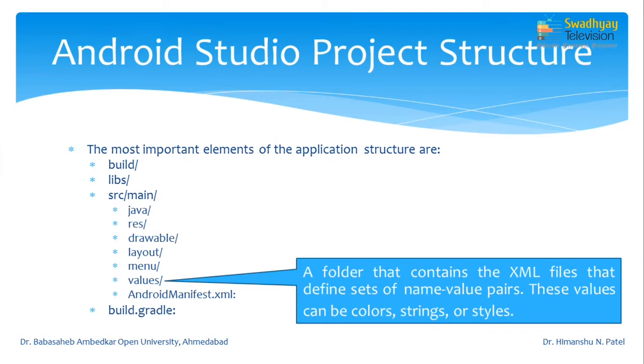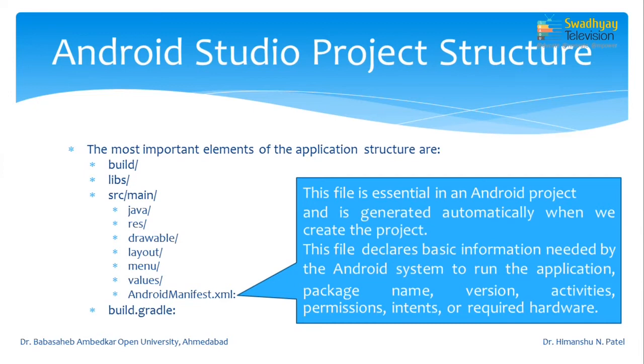Values is a folder that contains XML files that define sets of name-value pairs. These values can be color, string or style. You can specify your own color as a name and value pair. For example, title may be hello world. So, you can specify title as a name for the string and hello world as the value for that string. You can store color, string, and even style inside this values.xml file.